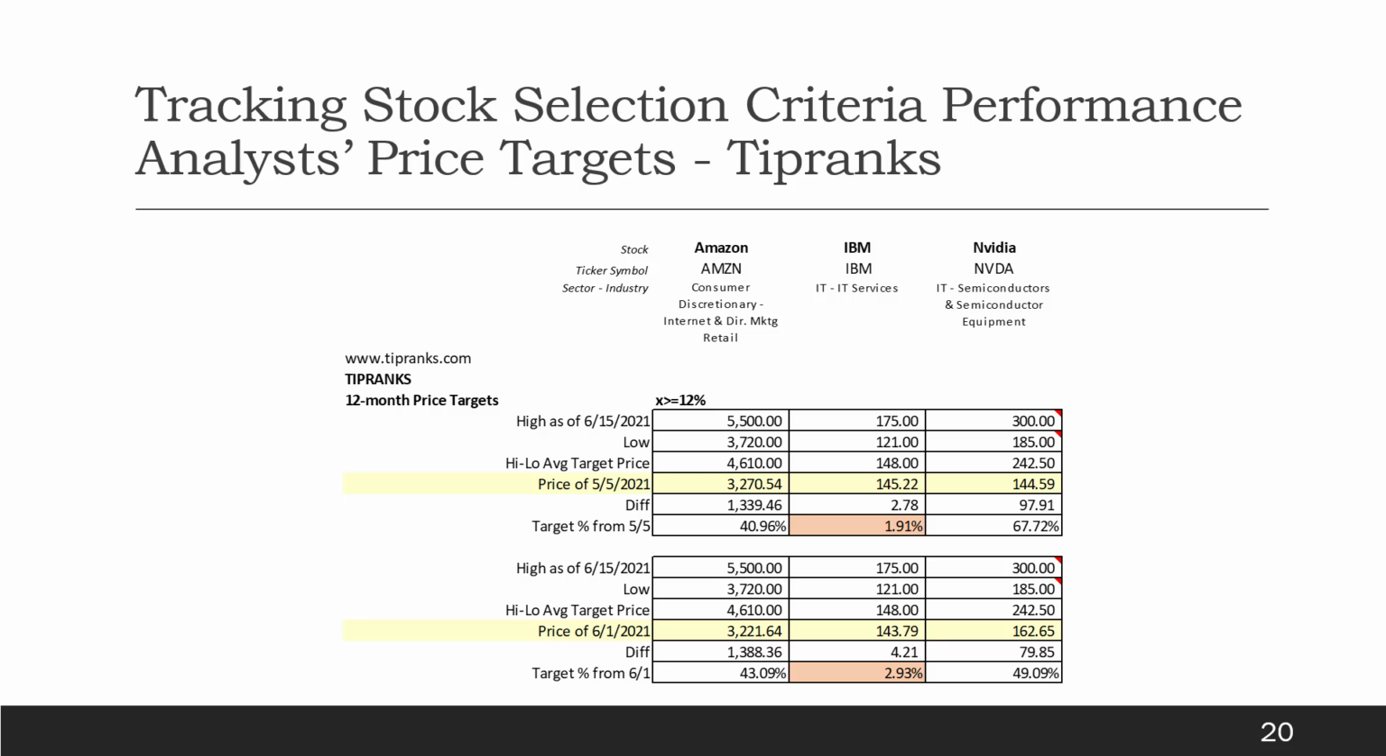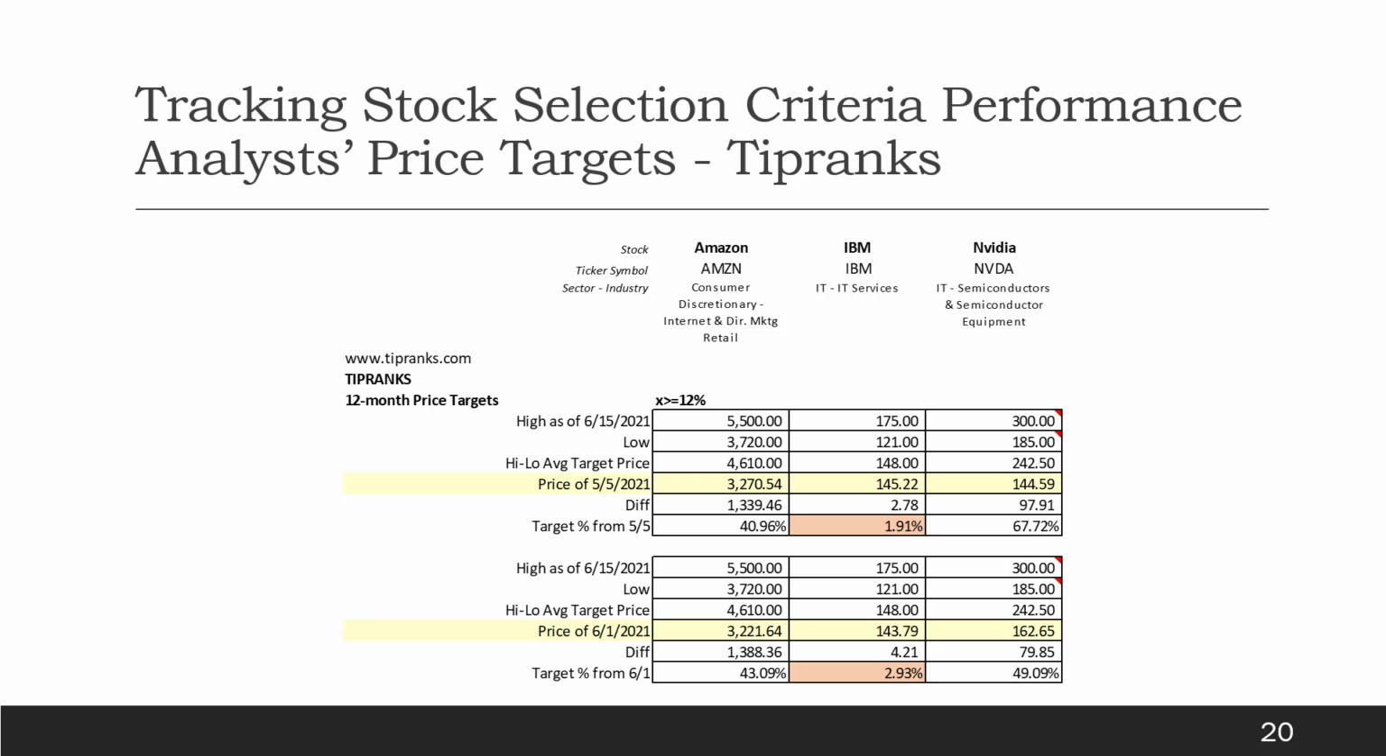TipRanks.com provides 12-month stock price targets combined from a number of analysts. A high target and a low target are given. I average the high and low targets to get a high-low average target price. First, use the planning date price of May 5th and see the difference from that price to the target. Amazon would have to appreciate 40.96%. IBM would have to appreciate only 1.91%, and NVIDIA would have to appreciate 67.72% to reach the high-low average target price.